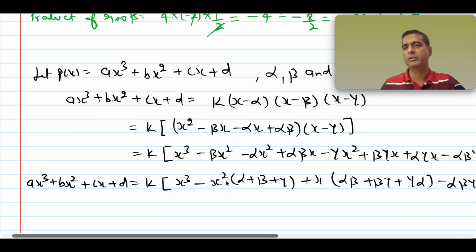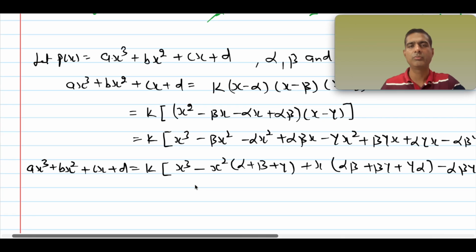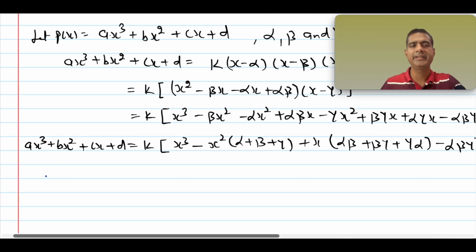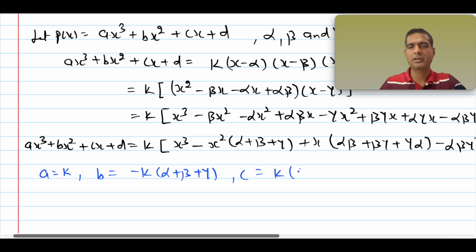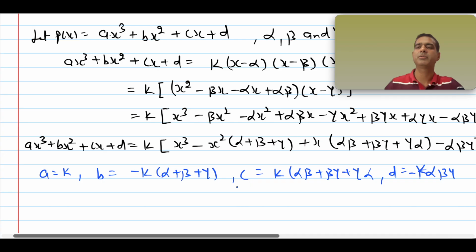Now if I equate the coefficients of the same degree on both the sides, we will be getting a is equal to k, b is equal to negative k times alpha plus beta plus gamma, c is equal to k times alpha beta plus beta gamma plus gamma alpha, and d is equal to negative alpha beta gamma, and there will be k also, negative k times alpha beta gamma.